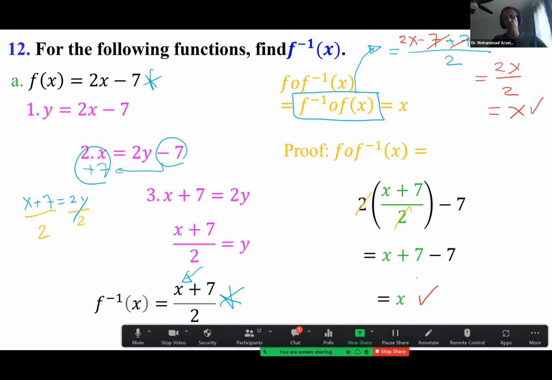Do we have to do both? Absolutely not. One is good enough. I can't emphasize this enough, but I did both for practice. Let's move on.